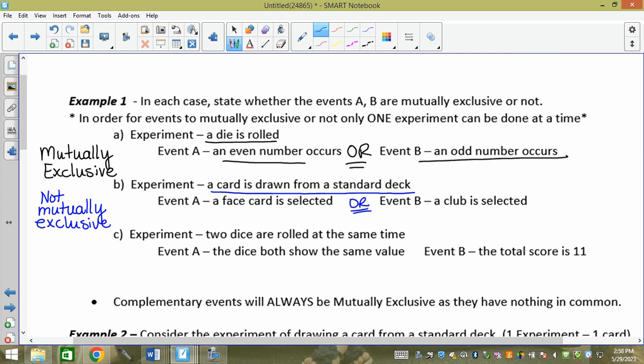The next experiment: two dice are rolled at the same time. So I take the 2 dice and I roll them. Is that one event? That's one event, right? Both show the same value, so that's 2, 2, 3, 3, 4, 4, 5, 5, 6, 6. Event B, the total score is 11. Do any of those totals add to 11? No. So what are these 2 events?